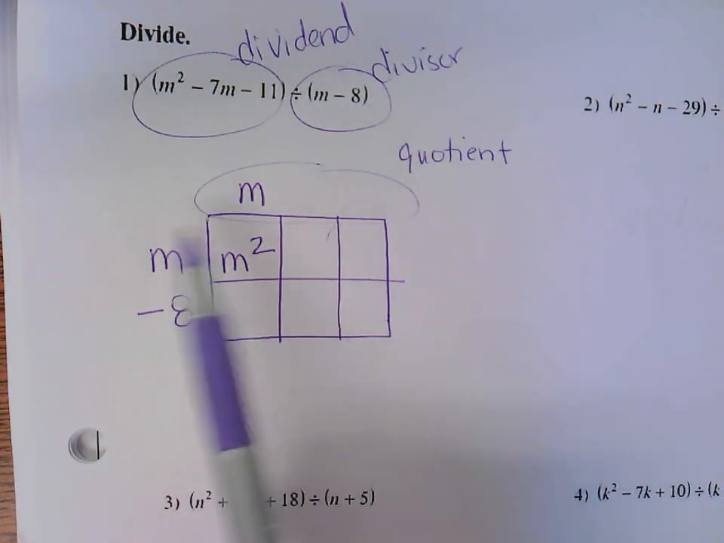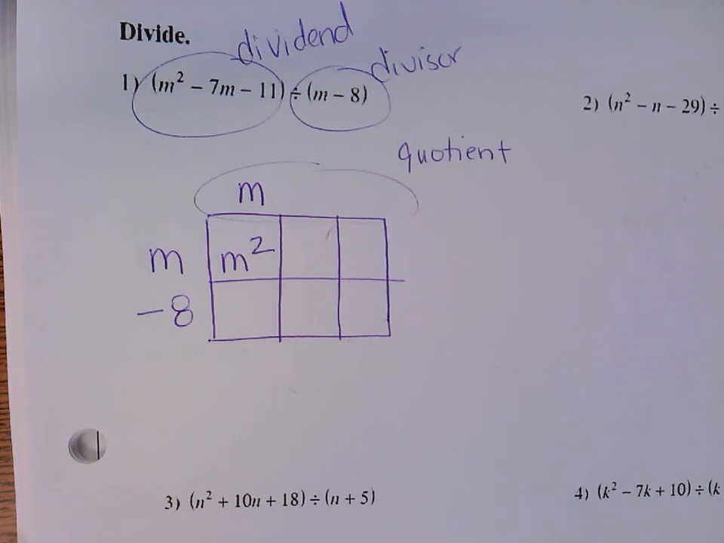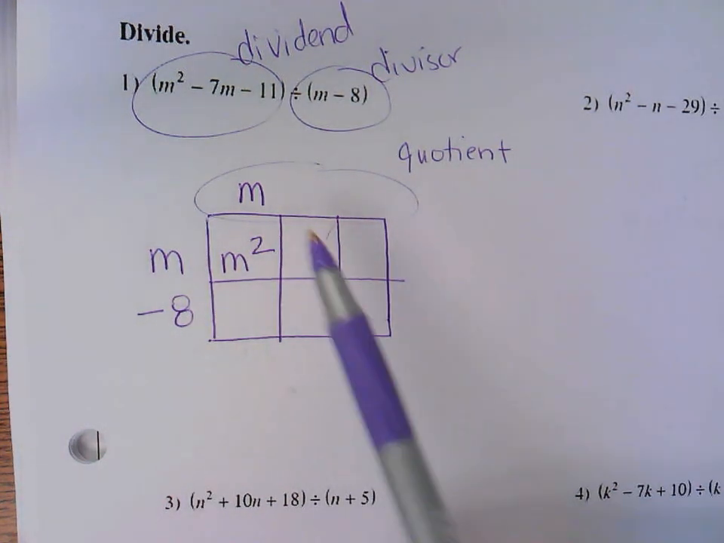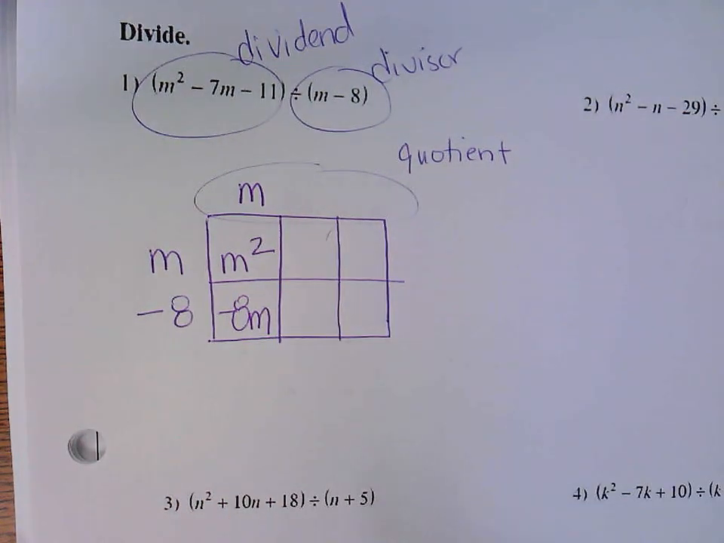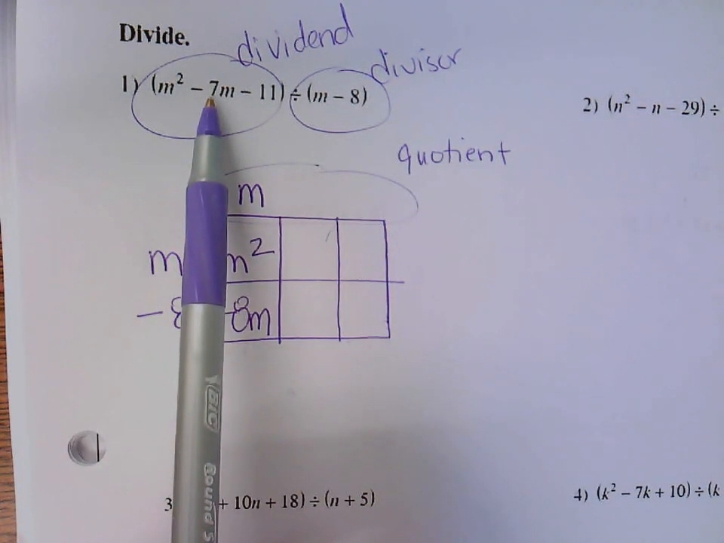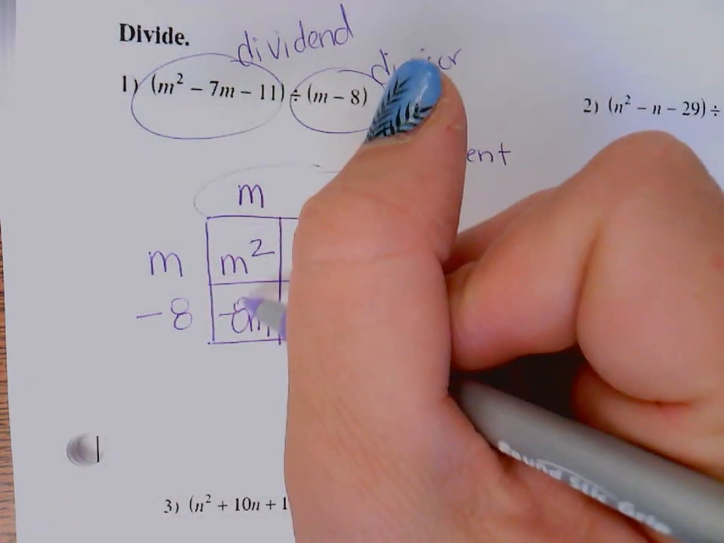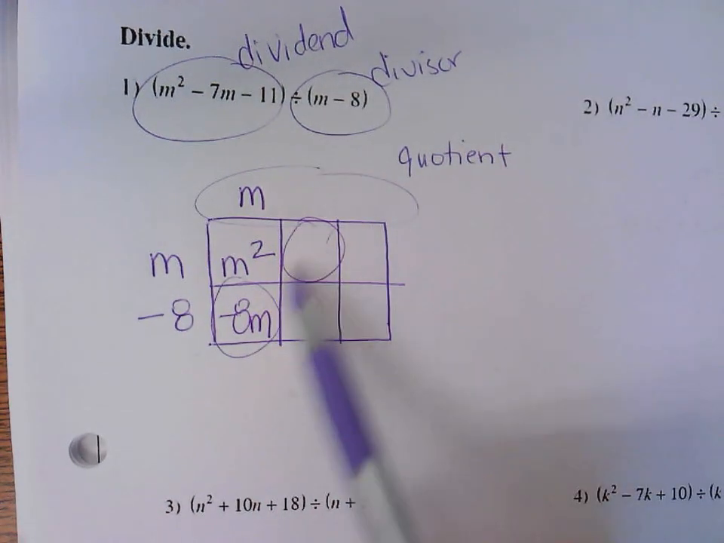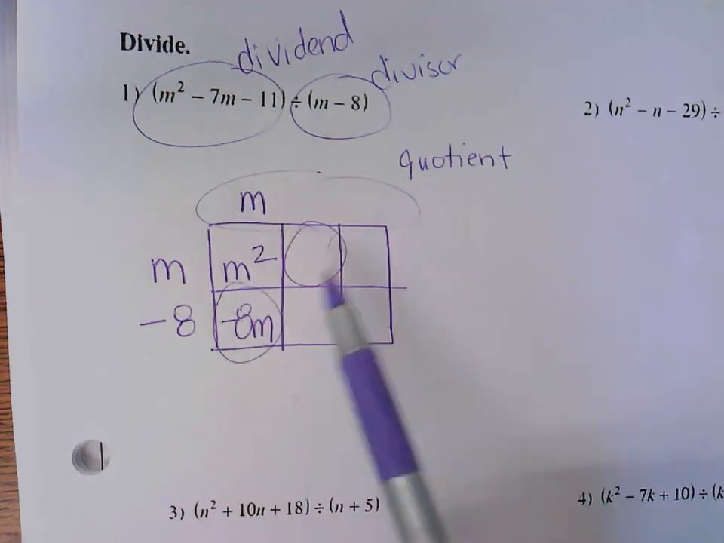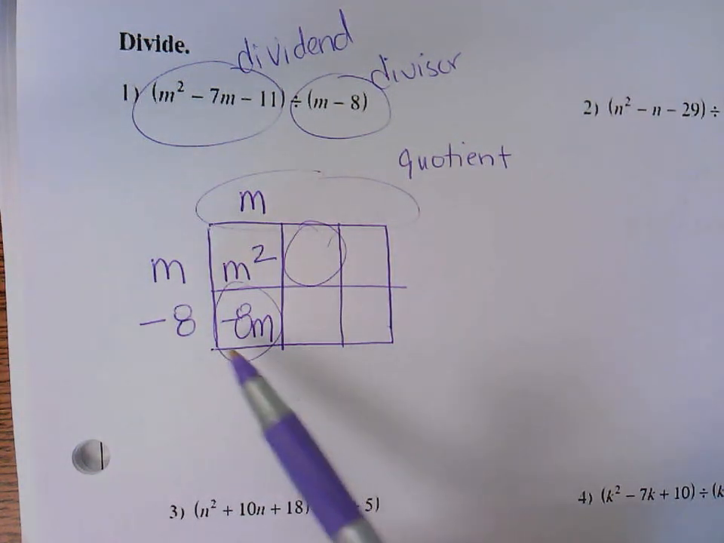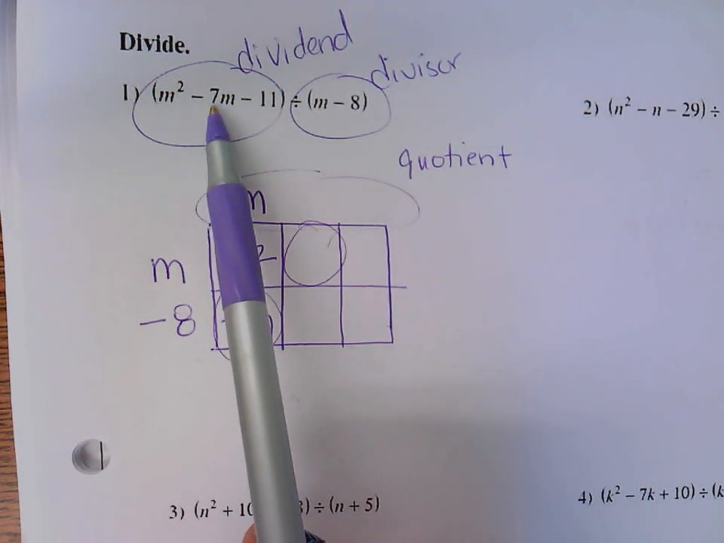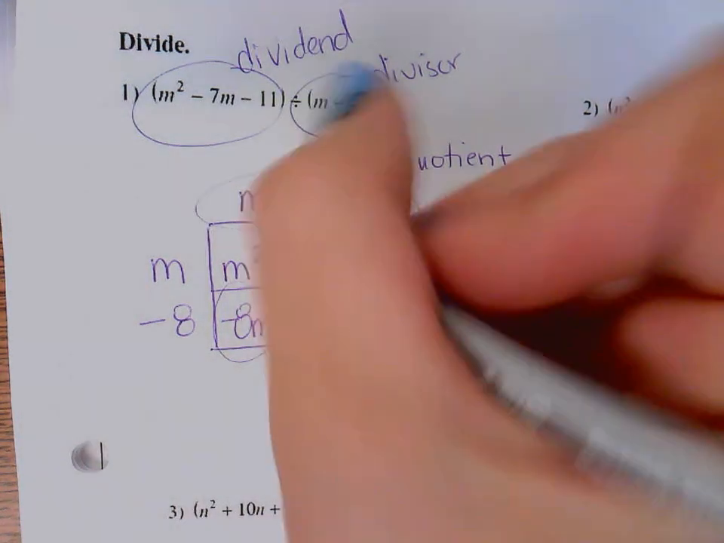So do you see another box that you should multiply now? There's a next step. I do m times negative 8, and I get negative 8m in this bottom box. How many m are inside our dividend? Negative 7m. So I need this box plus this box to add up to negative 7m. So what has to go in this box to make it true? If I'm currently at negative 8m, how do I raise that up to negative 7m? I add 1m.